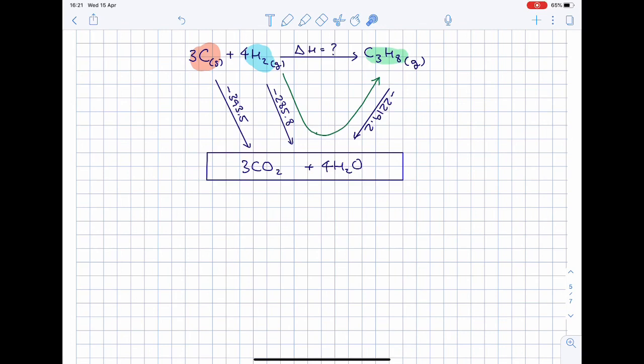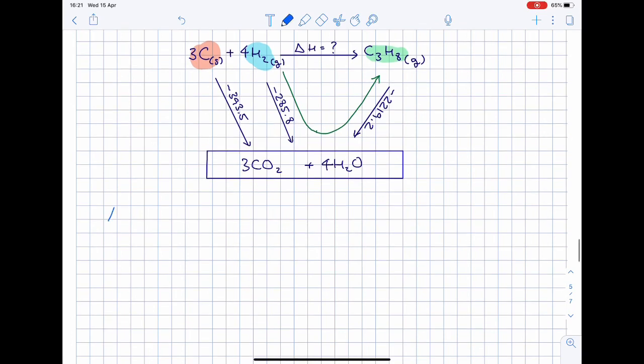So we're going to work out the enthalpy change for the reaction, delta H, which is this. We're going to start from this side and travel with the flow of these arrows. So we're going to have minus 393.5. But because we have combustion of 3 moles of carbon to form 3 moles of carbon dioxide, rather than just 1 mole of carbon to form 1 mole of carbon dioxide, we need to multiply this value by 3. So this is going to be times 3.